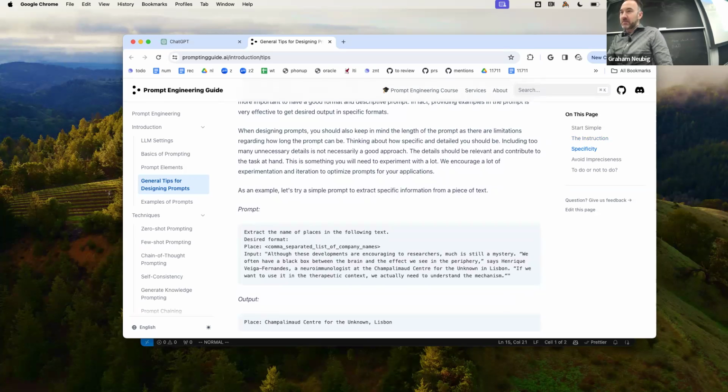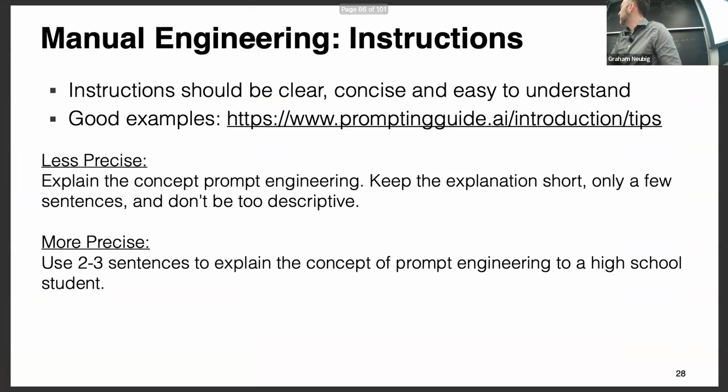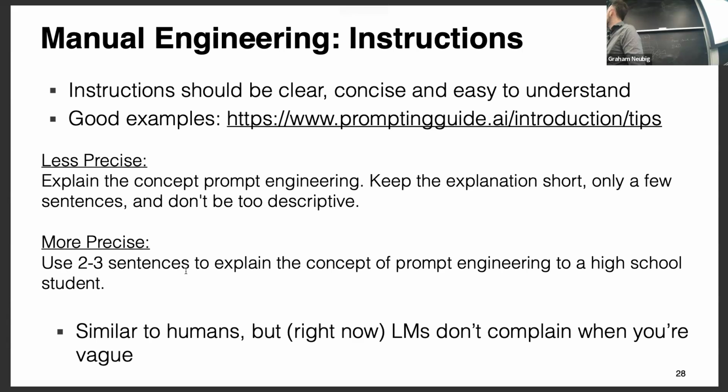It also gives some good examples of the level of specificity that you should be giving. So something that's less precise is: explain the concept of prompt engineering, keep the explanation short, only a few sentences, and don't be too descriptive. Versus: use 2 to 3 sentences to explain the concept of prompt engineering to a high school student. So what this does is this tells you the reading level. Actually, this doesn't even tell you the reading level, I guess. And then 2 to 3 sentences is more precise than keep it a few sentences, don't be too descriptive. So the more precise you can be, the better it is.